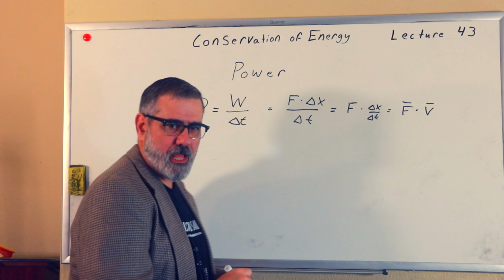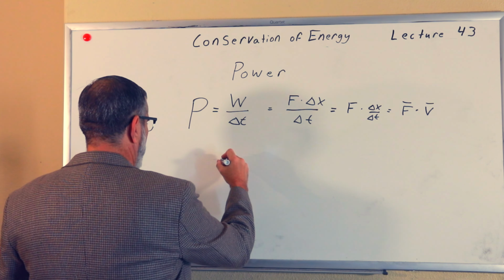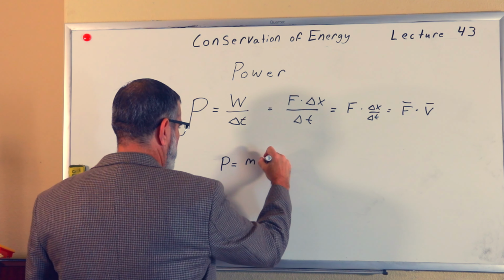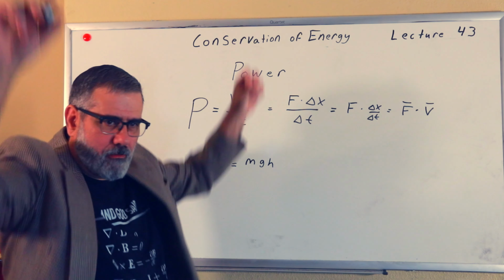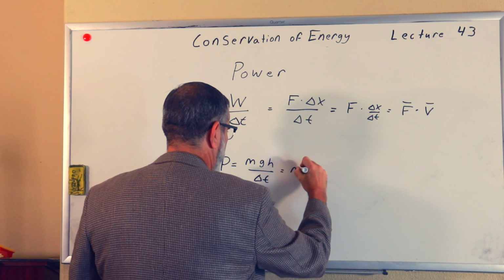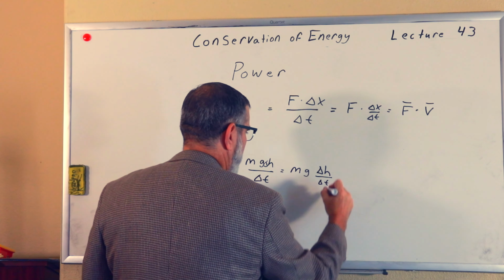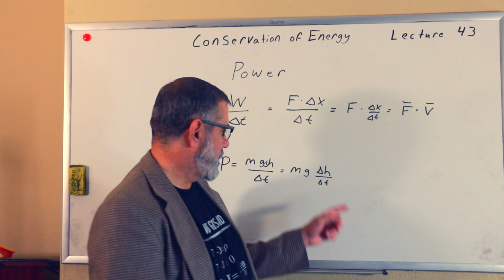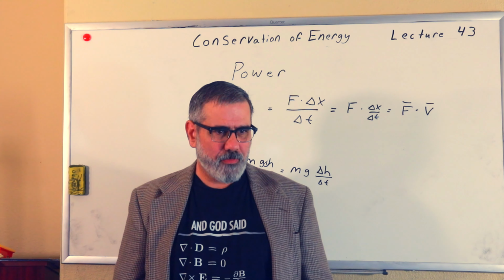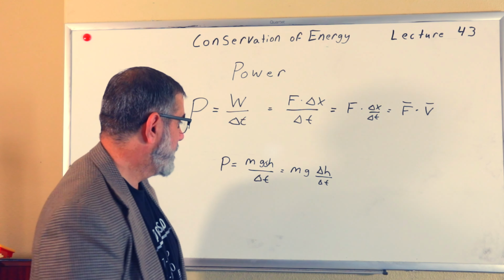So for a weightlifter, for example, his power, his work is mgh, the height that he lifts the weight, divided by delta t. So I can rewrite this as m times g times delta h over delta t. So delta h over delta t is the speed at which he's lifting it. He's changing it from a height of 0 to a height of, say, 2 meters, and he's doing that in 1 second. That's 2 meters per second. That's pretty quick, right?